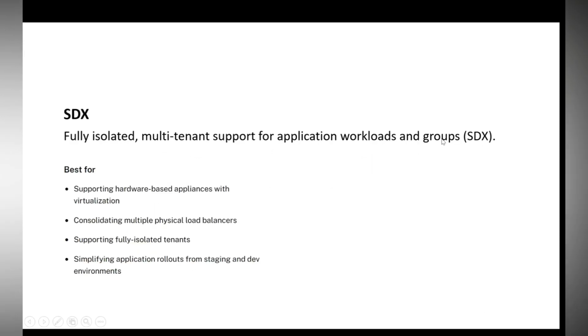The third one is supporting fully isolated tenants. As I told you, I gave you the example of prod and non-prod, and how we can isolate both logically as well as physically. And the fourth one is simplifying application rollout from staging and development environments. Let's say you have two environments, one for production and another for development. If you want to roll out anything from test and development to production, you can have a separate instance for production and a separate instance for development, where you can do all that testing. Once you are satisfied with the testing, you can easily roll it out to the production environment.